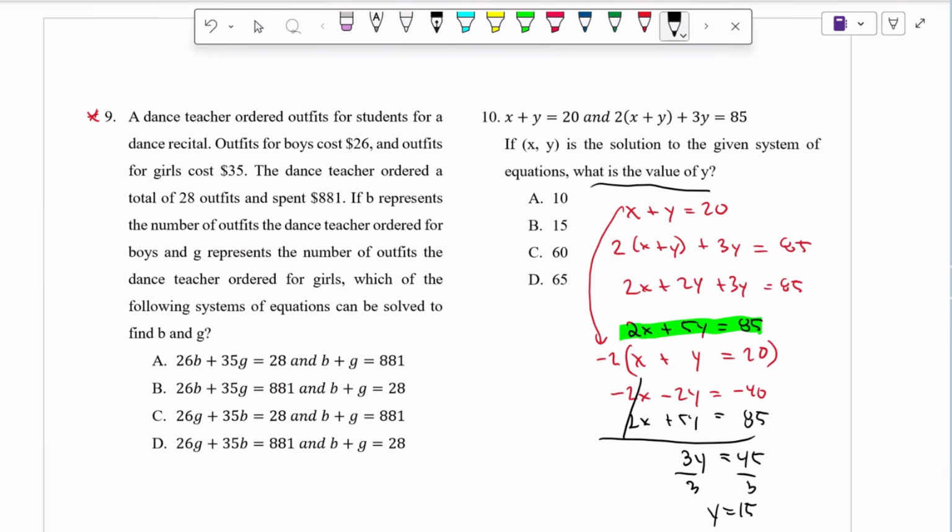What is the value of y? 15. I spent about a good 40 seconds on this problem. This is something that you could probably get down to 15 to 20 seconds using a calculator or using the Desmos application. The other option you have here is to kind of substitute and plug something in, which I'll show you in a later video.